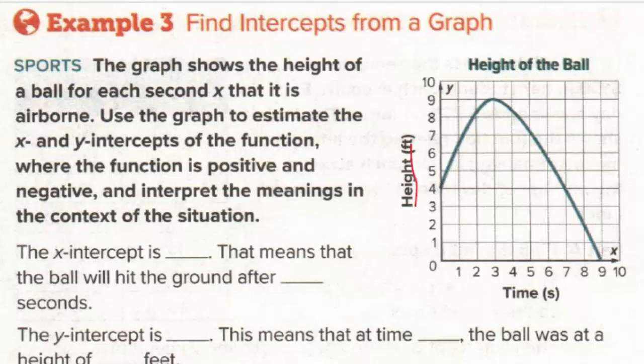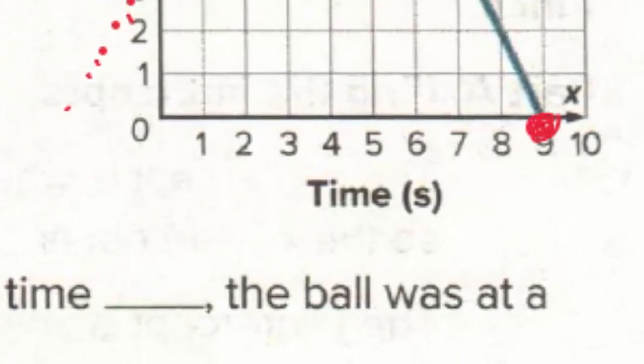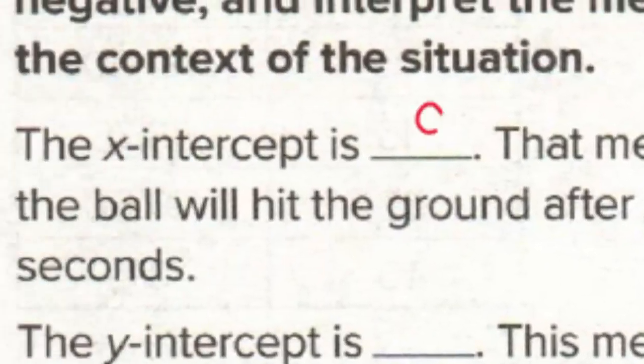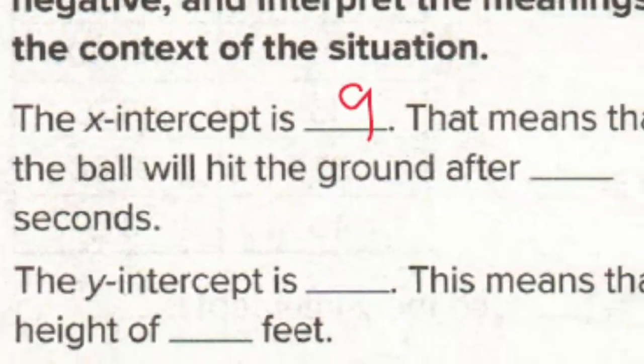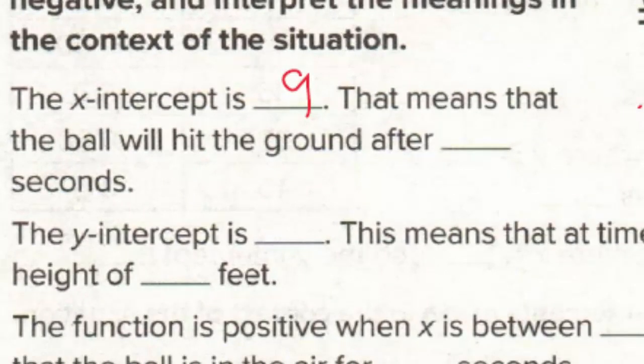Okay, so the x-intercept, there's only one because this graph does not go into quadrant 3, so this side of the graph over here doesn't exist. So there's only one. It's right here, and that would be 9. And what does that mean? Well, that means the ball will hit the ground after 9 seconds of being in the air.